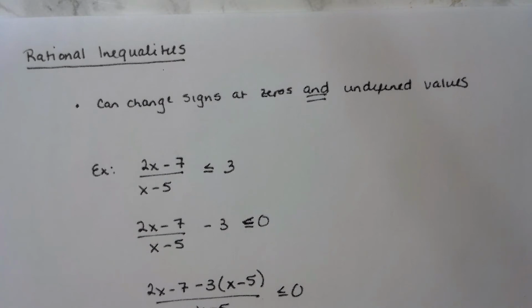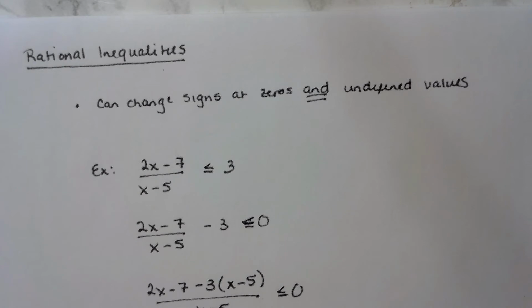And just keep in mind that with polynomial inequalities, the only way a polynomial can change sign is about its key numbers or zeros. A rational inequality can change signs at the zeros and where it's undefined. So think vertical asymptotes. Okay.